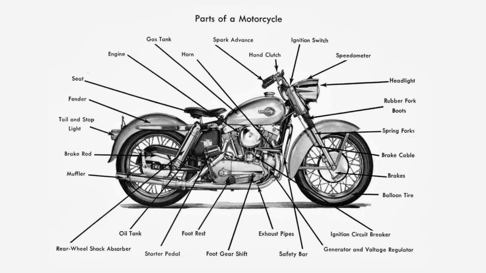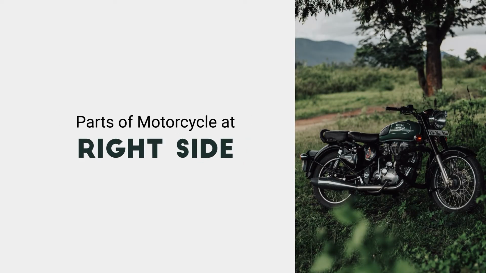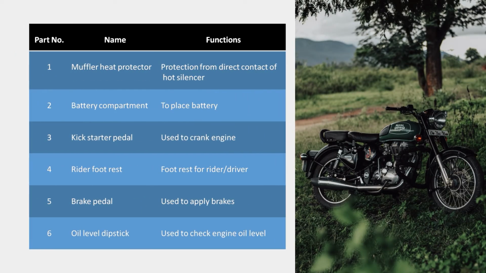So these are the general parts, and it is my advice, if you have a motorcycle, you should see all the parts carefully, make a note of it, the name of the part. Now, what are the different parts? Just like muffler. Muffler is also called heat protector. What is the function of muffler?